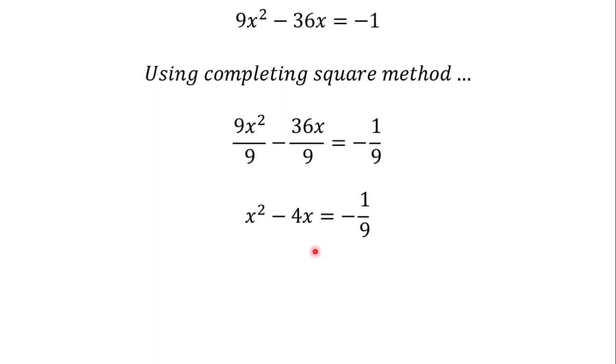And then move on to the next step, which is going to be reflected here. Okay, so let's add the square of half of the coefficient of x to both sides. Now, after adding the square of half of the coefficient of x to both sides, that is what the equation is now looking like.